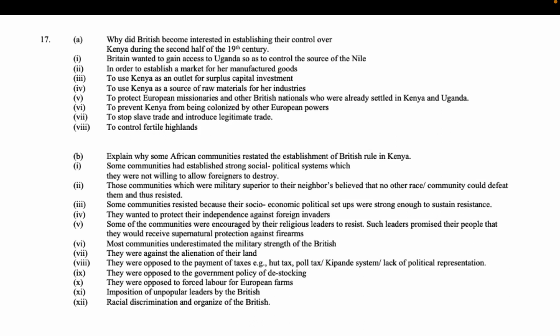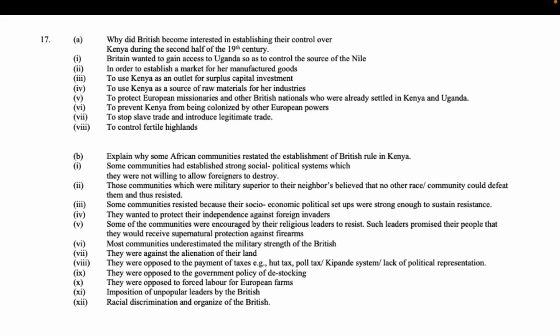They wanted to protect their independence against foreign invaders. Some of the communities were encouraged by their religious leaders to resist. Such leaders promised their people that they would receive supernatural protection against firearms. Most communities underestimated the military strength of the British.